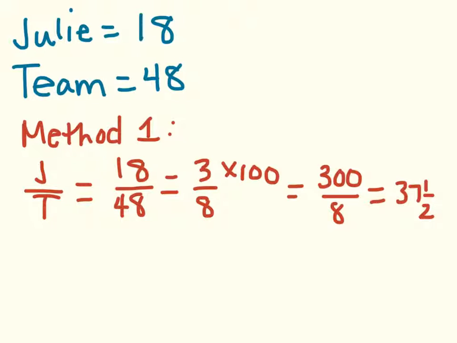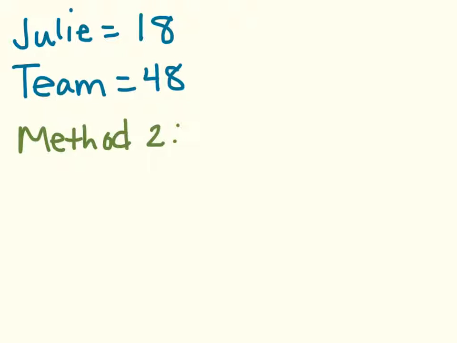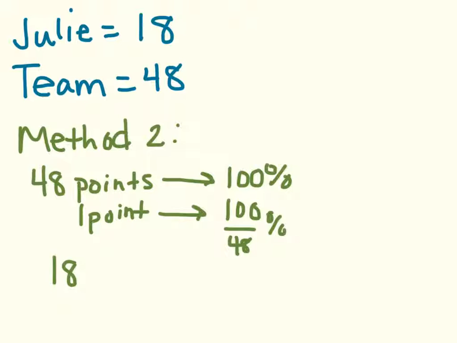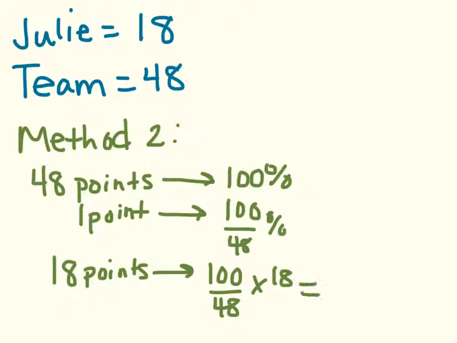Now let's do method 2. Method 2 works like this. 48 points equals 100%. So 1 point is 100 over 48% of the total score. So 18 points would equal 100 over 48 times 18, which when you work it all out becomes 37.5%.